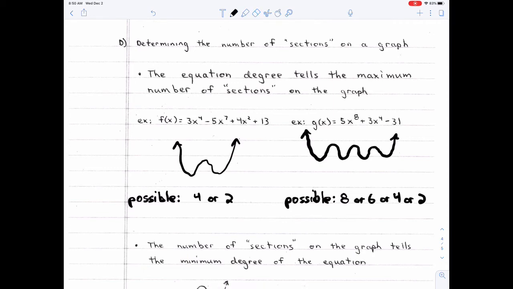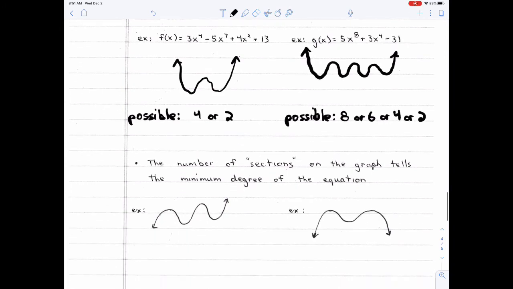So most likely the first one's going to be 4 sections and the second one's going to have 8 sections. But it's possible, not likely, but it's possible that it could be 4 or 2 on the first problem, and then 8, 6, or 4 or 2 on the next one.